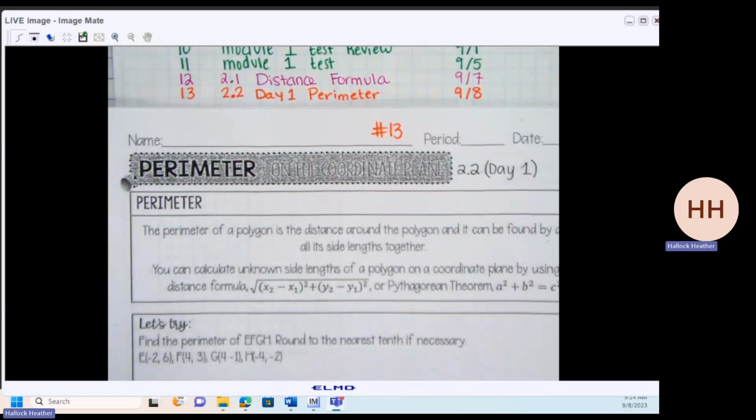We put on here, or I put on here, that the perimeter, you should know this by now. You've been doing perimeter since elementary school. The perimeter of a polygon is the distance around the entire shape. So what you're going to do is add up all the sides. Back in elementary school, you'd be given the sides and you had to figure out the perimeter. Now we're going to have to find the length of each side first, and then we're going to do the same thing, add up the sides.